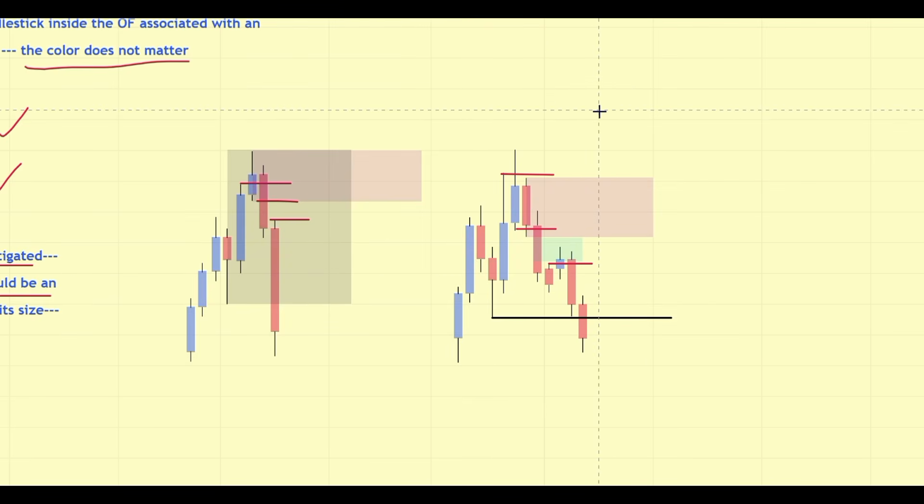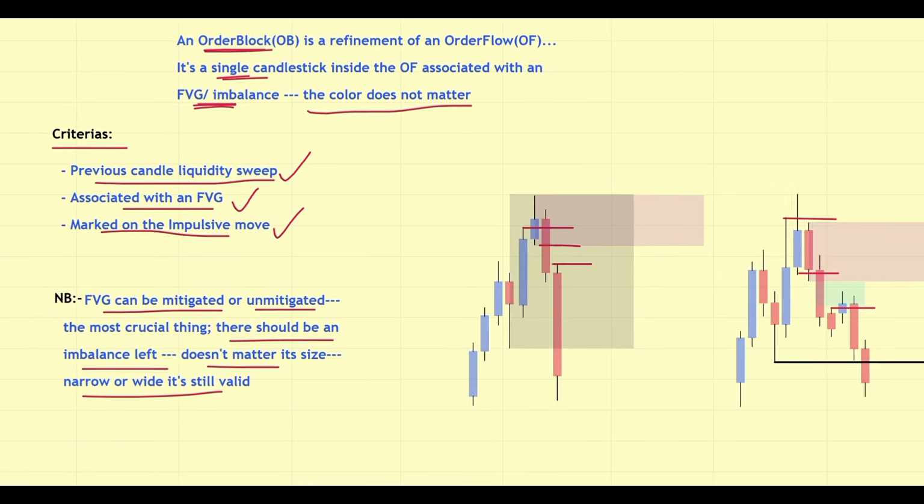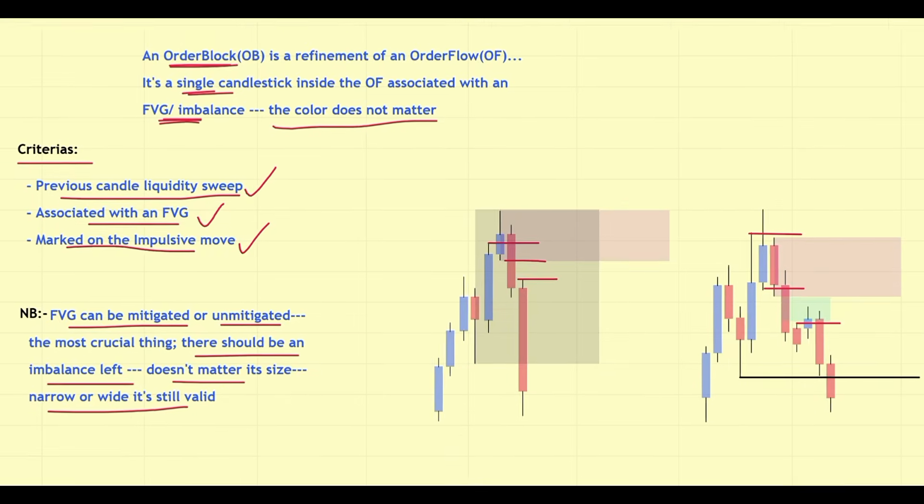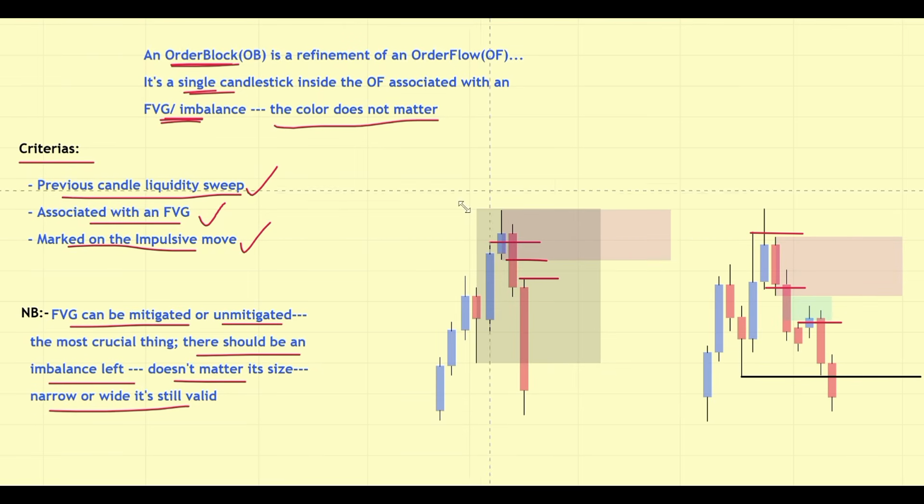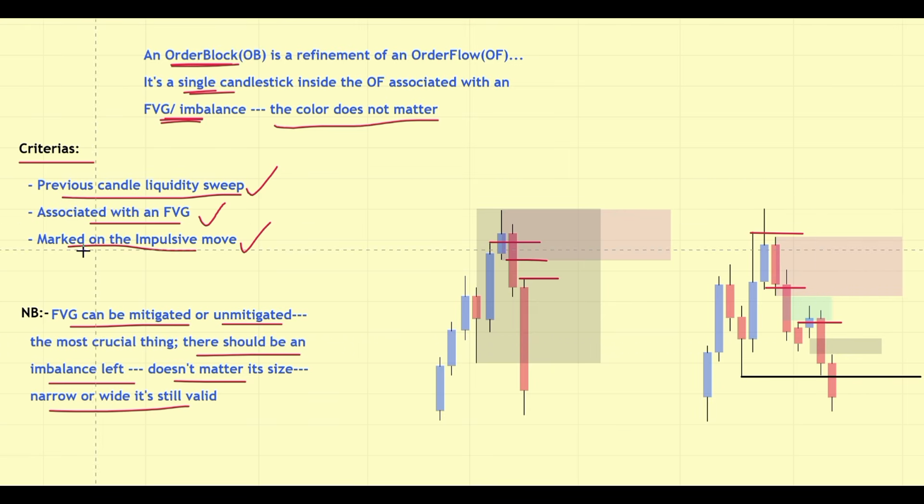So the first criteria, if you do remember, is the previous candle liquidity sweep, and that criteria is met. And the second one is association with a fair value gap. We can clearly see that there is a fair value gap exactly right here. So the second criteria is met, and it should be marked on the impulsive move. I said this is an impulsive move, and I clearly showcased this one here as a bearish order flow.